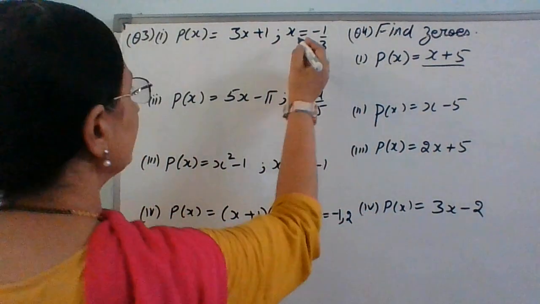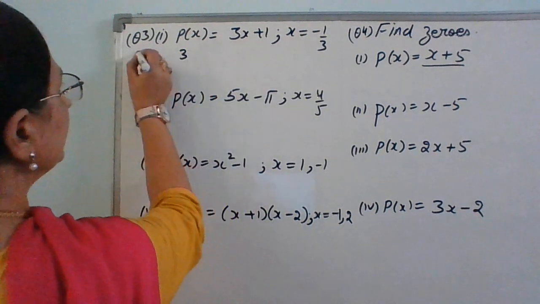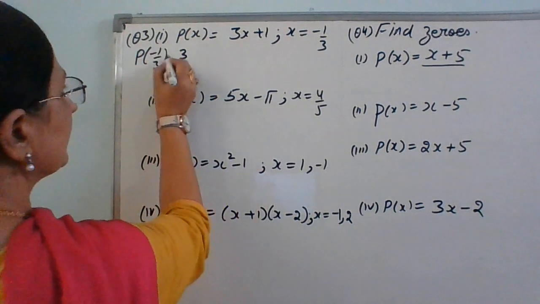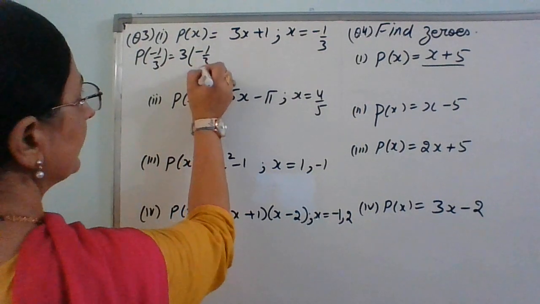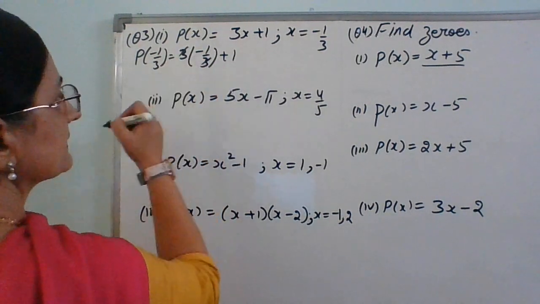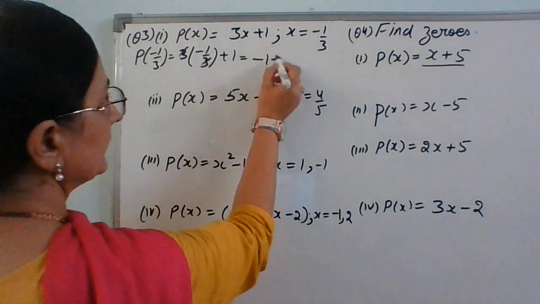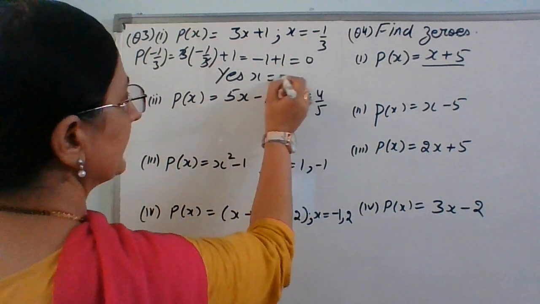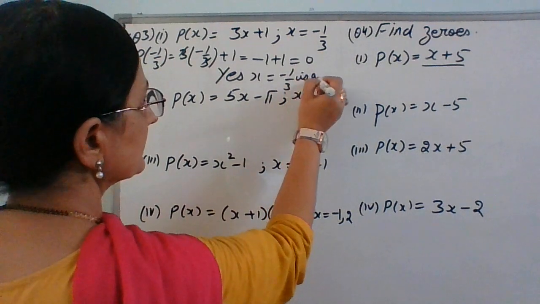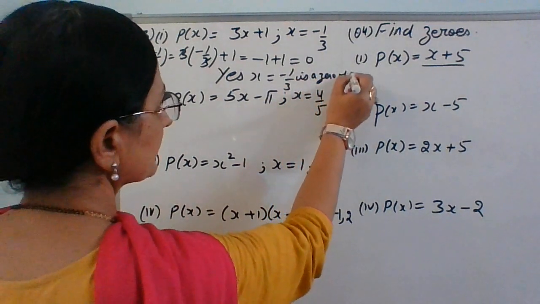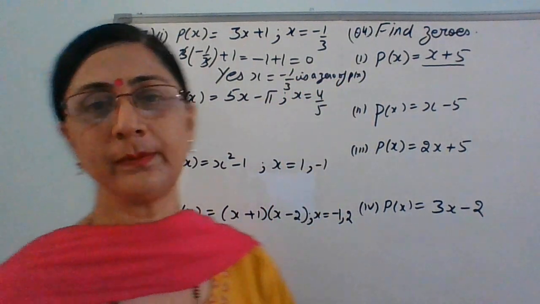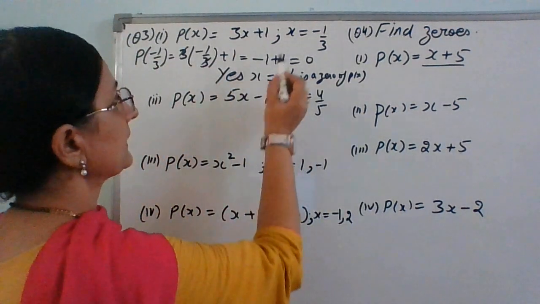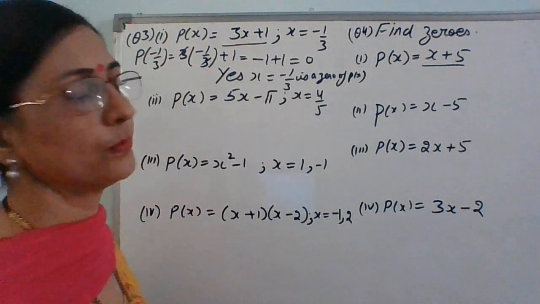Okay, here we'll be substituting p of minus 1 by 3 in place of x. I'm substituting minus 1 by 3 plus 1. 3 cancels out. So we are left with minus 1 and plus 1, that is 0. Yes, x equals to minus 1 by 3 is a 0 of p(x), of the given polynomial. It is a 0 because it has made this whole polynomial 0.